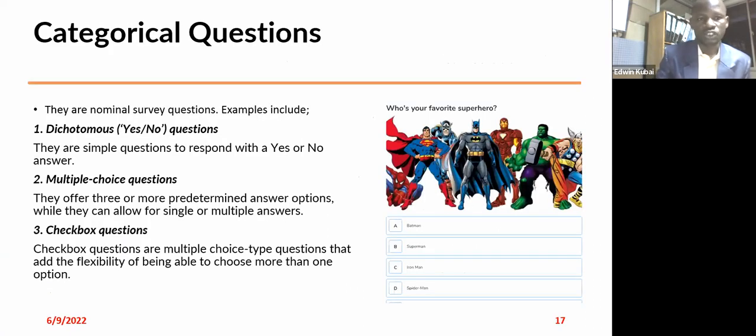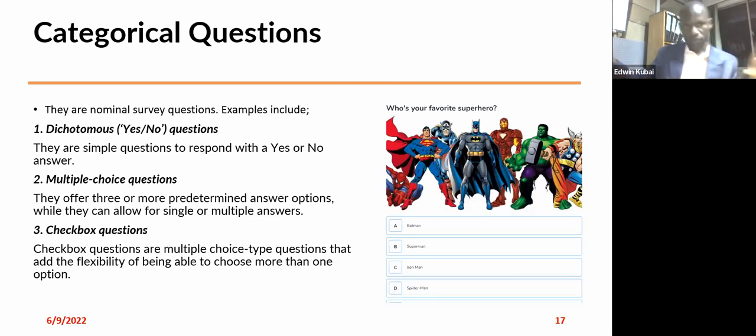So categorical questions are nominal survey questions. Examples include the ones I've talked about, the dichotomous, which are yes or no questions. They're very simple and very easy to analyze, especially if you're using software like SPSS. It becomes very easy for you to analyze these kinds of questions. Then we have the multiple choice questions. They offer three or more predetermined options, while they can allow for single or multiple answers.